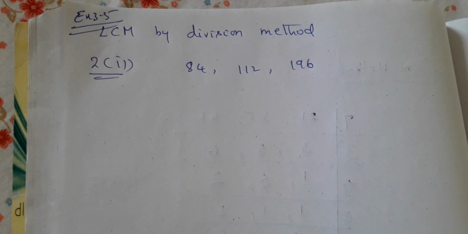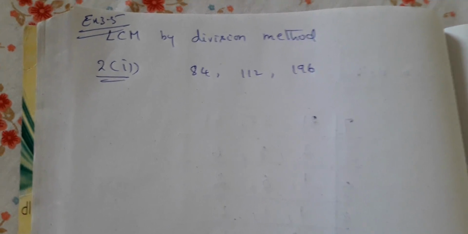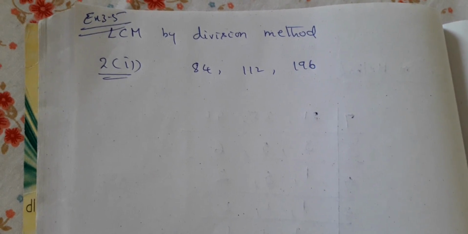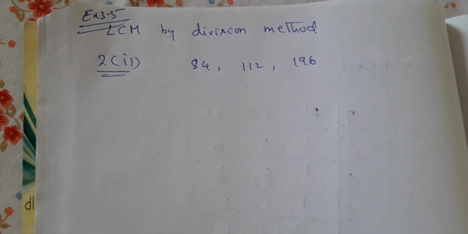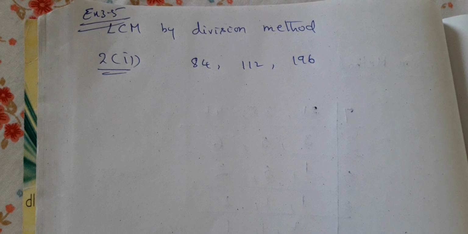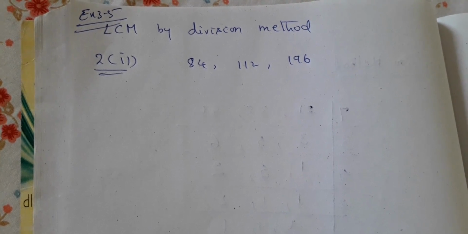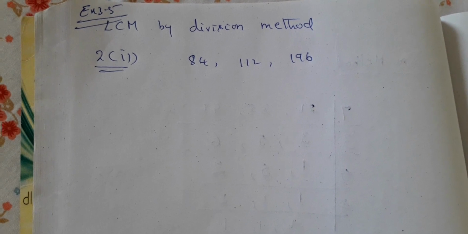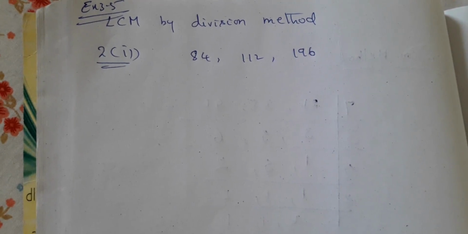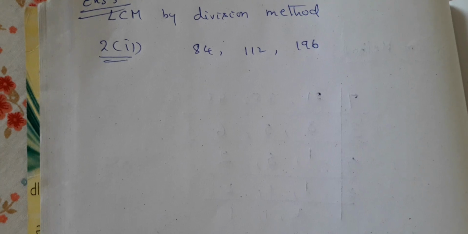So last class we have seen an example of LCM by division method. Now I am proceeding to your exercise 3.5. In that second problem, first bit, 84, 112, 196. The question asked here is to find LCM by division method only. It's the easiest method. Let us do that. So what is the rule for that?